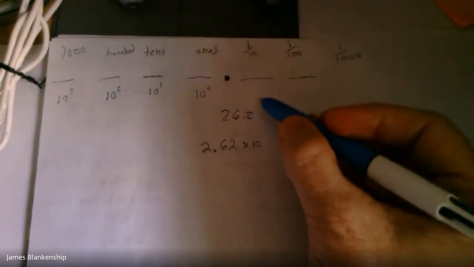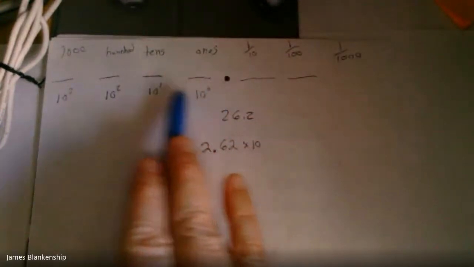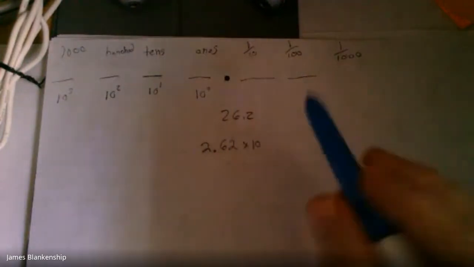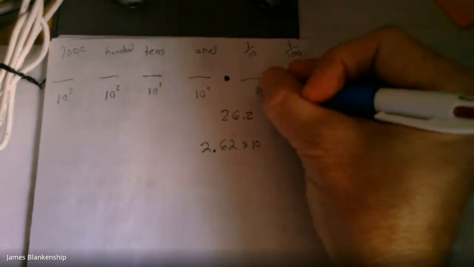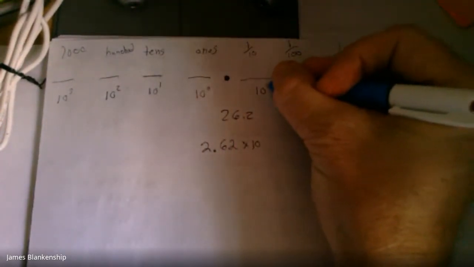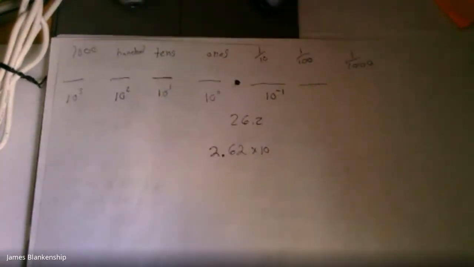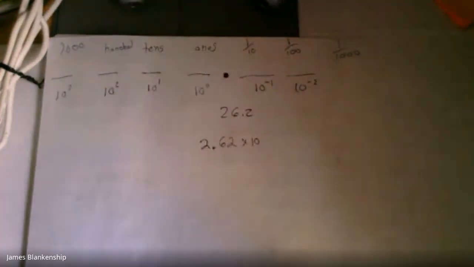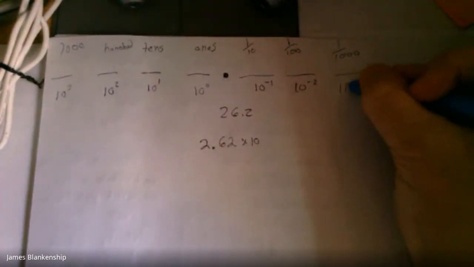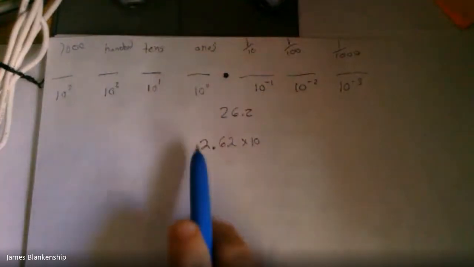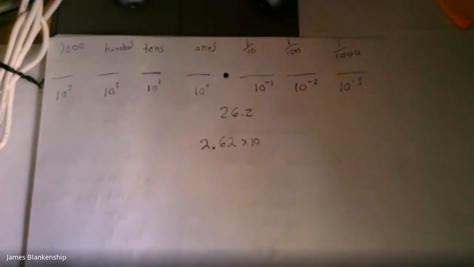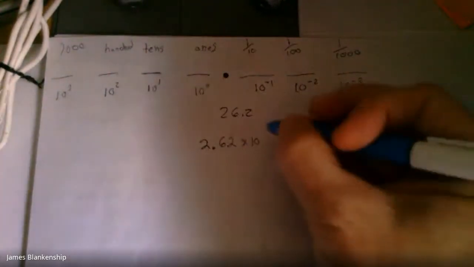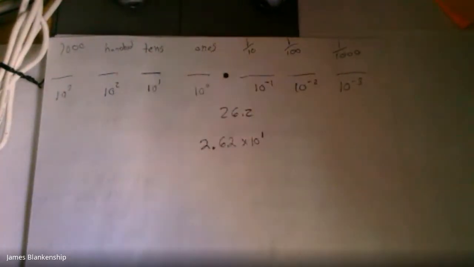On this other side, where you have positives when your values are greater than 1, on your other side, your values are going to be negative because they're less than 1. This becomes 10 to the negative 1. This becomes 10 to the negative 2. And this would become 10 to the negative 3. The pattern would continue on out. So 26.2 would become 2.62 times 10 to the first.